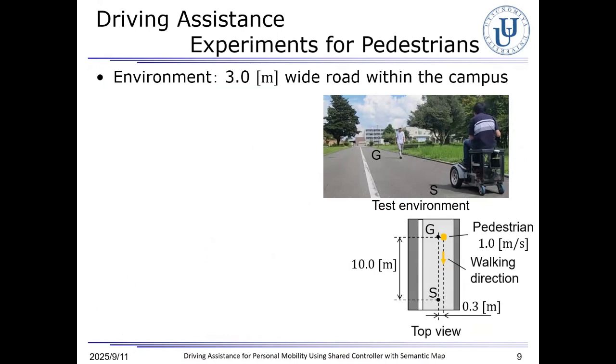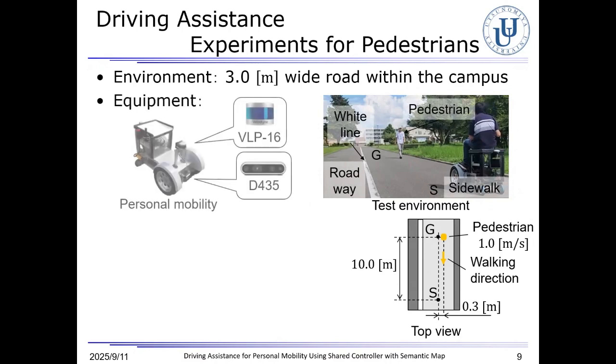Here, let us explain the experimental setup. We conduct experiments on a 3-meter wide road within the campus. Although white lines are drawn, the area inside, to the right of the line, is defined as the sidewalk. The area to the left is defined as another road. Pedestrians are placed as obstacles.